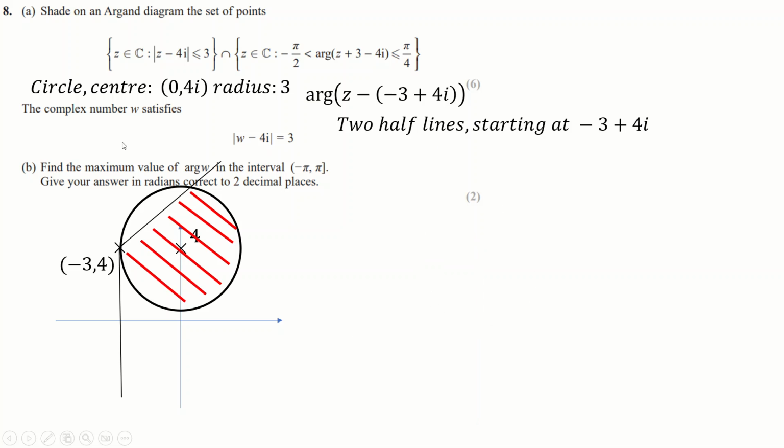So yeah, good. Next, the complex number satisfies this. Now this is the same as this. We're on the circle, so we're a complex number on this circle.